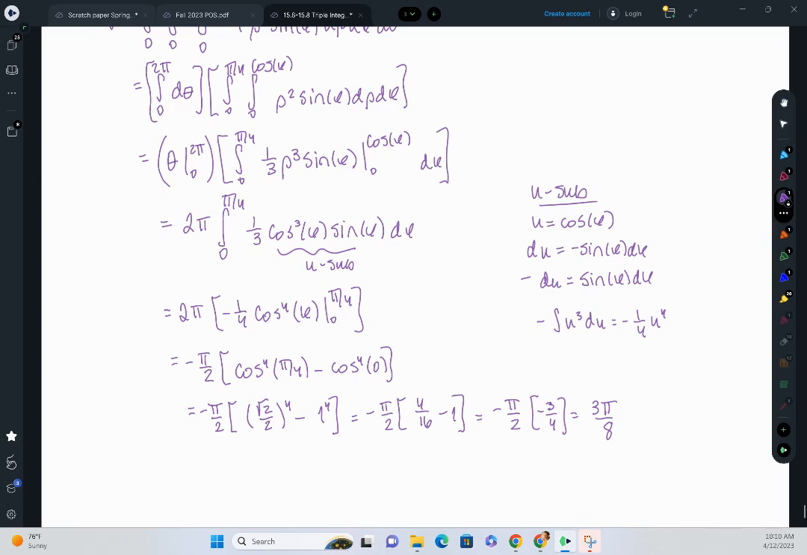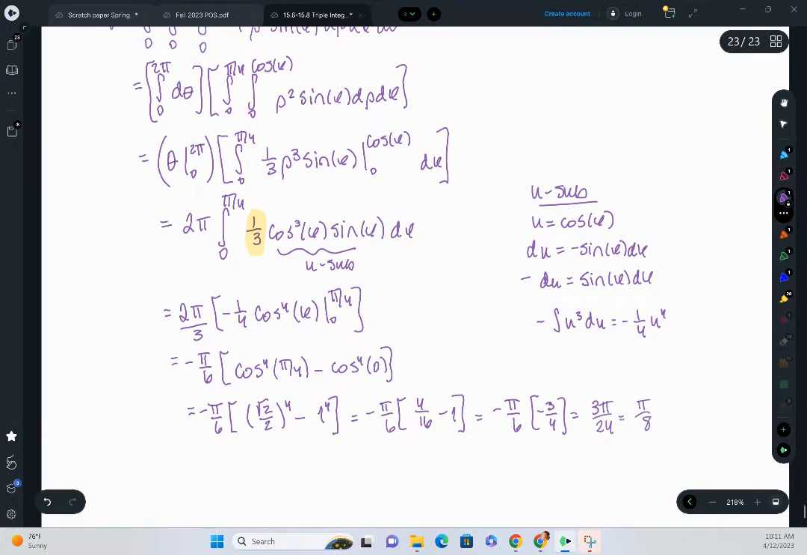I think I lost something out here. I did. Hang on. I lost my 1/3. I should put this out here. 2 pi over 3. Then if I join up the 2 pi over 3 with the 4, this will be a pi over 6. And finally, we end up with a 3 pi over 24, which simplifies to pi over 8.